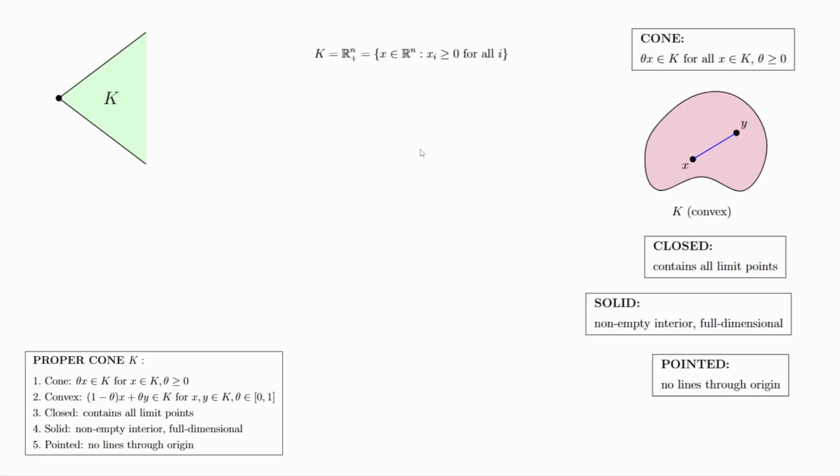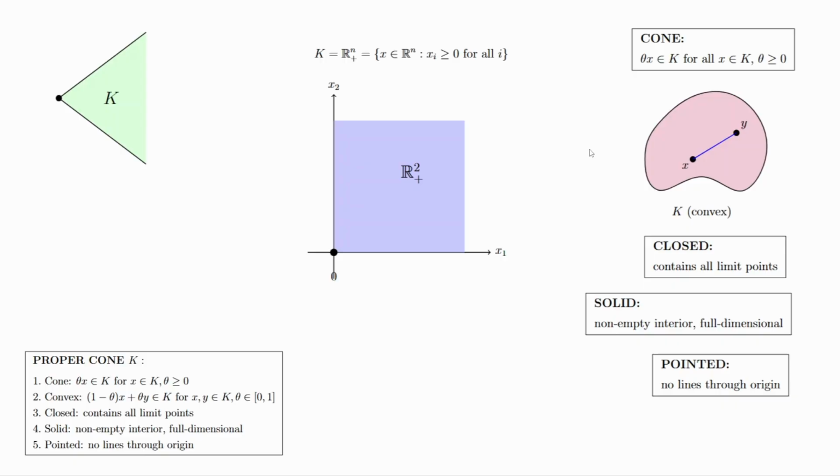Now let's look at some examples. Consider when K is the set of all positive vectors. This is just the positive orthant, the same positive orthant I mentioned earlier. For n equals 2, we recover the familiar positive xy orthant. We can verify that this set is a cone, convex, closed, solid, and pointed.